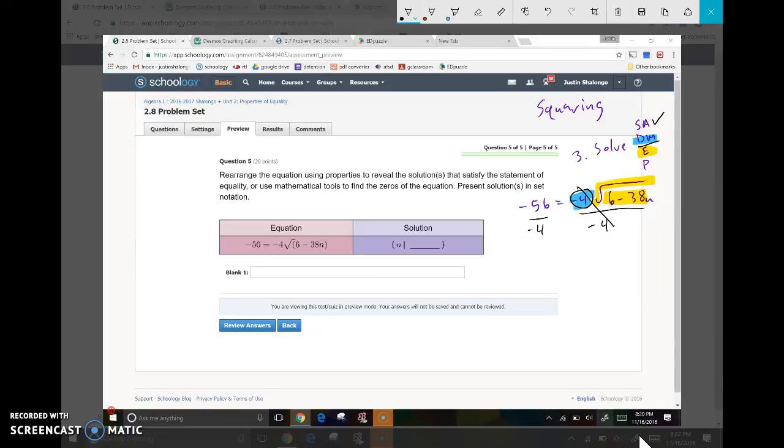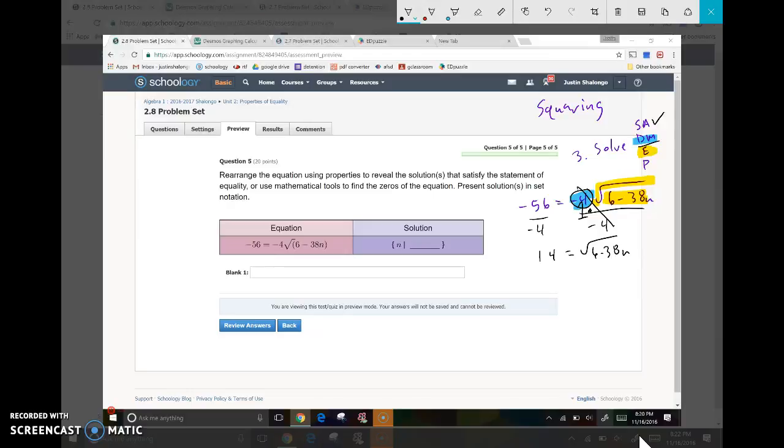Here we're going to get 1, and we know that 1 times the radical is the radical and what's inside of it. So we've got 6 minus 38n under the radical still. Negative divided by negative is positive. 4 goes into 5 once, and we're left with 1, so 4 goes into 16 4 times. So we have 14. Good. Now we can go ahead and get rid of the radical.